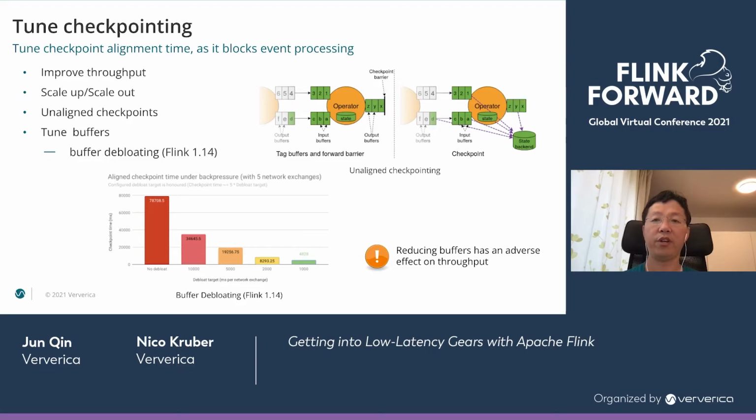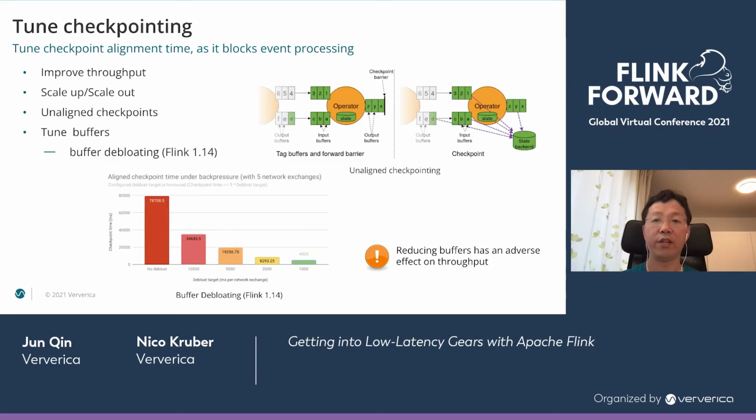The fourth option is to buffer less data. You can reduce buffered data size by tuning the number of exclusive or floating buffers. With less data buffered in the network, the checkpoint barrier can arrive at the operator quicker. However, reduced buffers have an adverse effect on throughput, and it's just mentioned here for completeness.